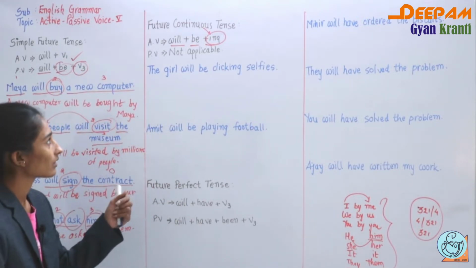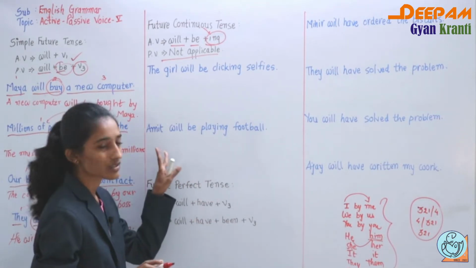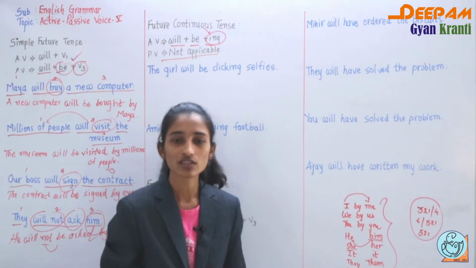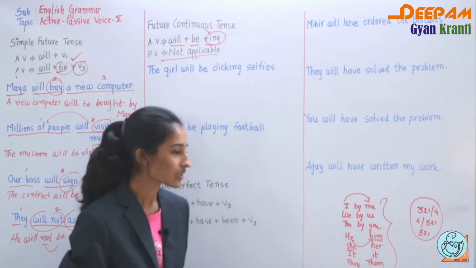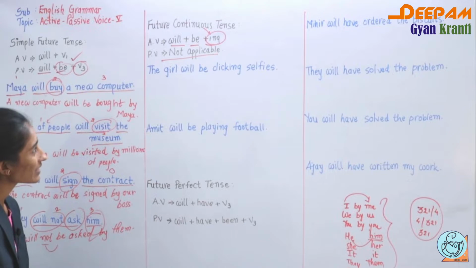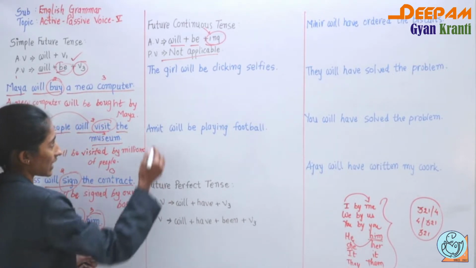Generally it is not applicable, meaning we cannot change future continuous tense into passive voice. But in some videos while you search on YouTube, and even in some books, you will find the passive voice of these sentences also. So how can you change it? It's not applicable, you can say. Otherwise, if you want to change, then you can change it this way.